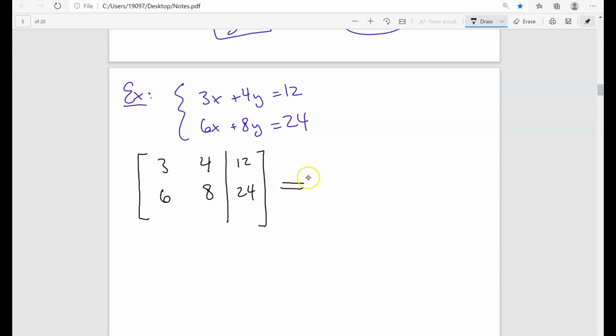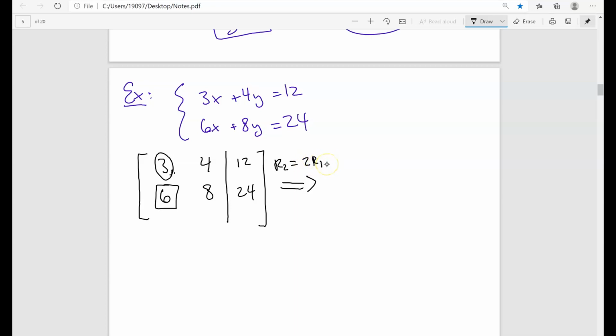So the first thing that we're going to do is we're going to try to eliminate this guy. So we're going to use row 2. How am I going to eliminate this guy? Well, I'm going to use row 1. I'm going to use this guy. So I'm going to multiply twice row 1. Okay, so 2 times row 1.